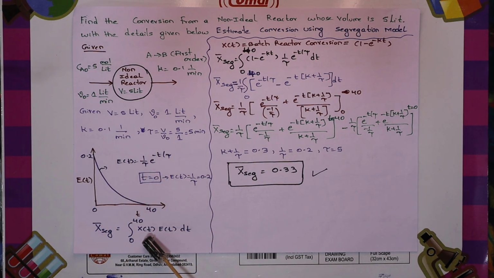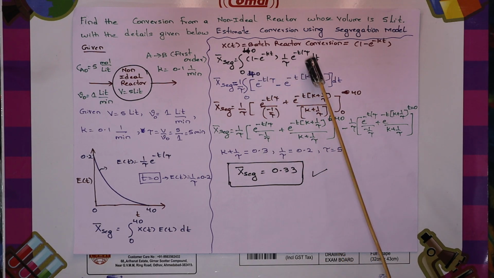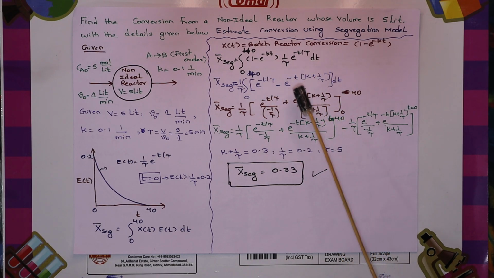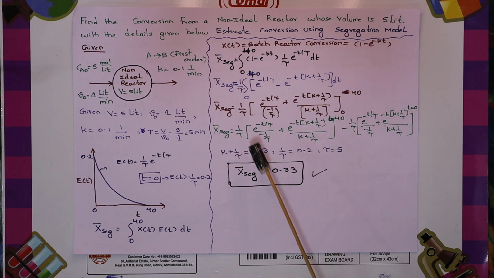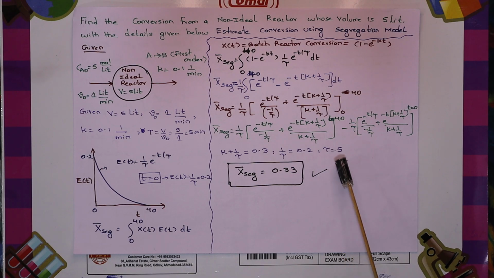So simply you substitute the value of X of t into E of t. E of t is nothing but 1 by tau into e power minus t by tau. The X of t is given as 1 minus e power minus k into t, which comes from the earlier example. So once you know the X of t and E of t information, simply integrate this particular expression. You are going to find out the conversion from this because I know what is tau, volume by volumetric flow rate, so 1 by tau equal to 0.2 because tau equal to 5. From this information, the conversion from this reactor is 33%.